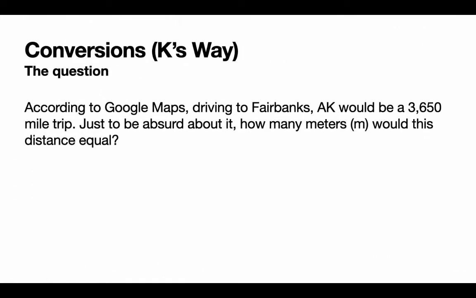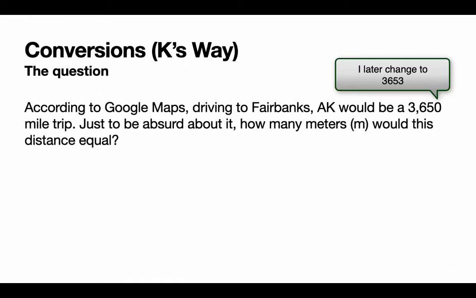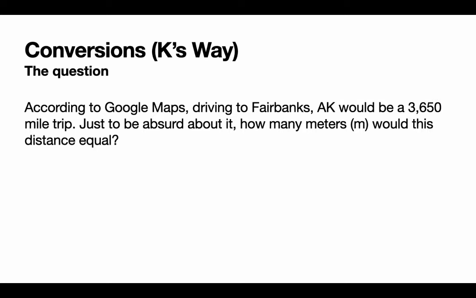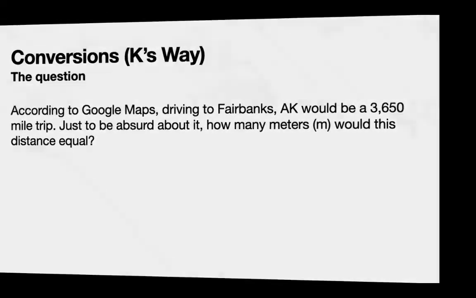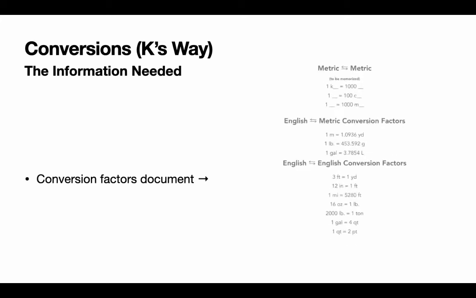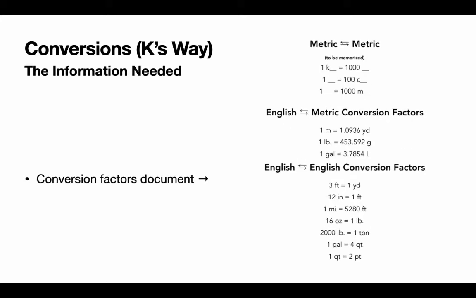According to Google Maps, if I wanted to drive from Center Grove High School to Fairbanks, Alaska, that would be about a 3,650 mile trip. So what if we want to know what that distance was in meters? Well, we need to do a conversion. Information that we need are the conversion factors themselves. So you have a conversion factors document. Image of it is here on the right of the screen.